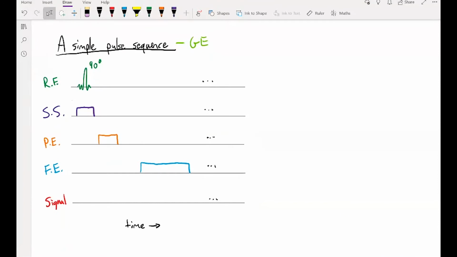I'm going to represent the signal that we are actually recording as an echo, which perhaps you've been exposed to before.